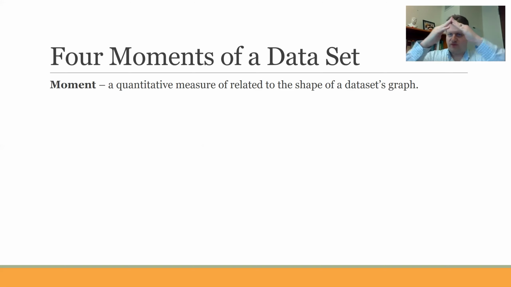Is it going to be relatively flat and spread out? Is it going to be relatively peaked? Where is the mean going to be? Is it going to be centered over 5? Is it going to be centered over 10? Describing some characteristic of our data set, that's what a moment is. And there's 4 important moments that we can talk about in our data set that are important to psychologists.